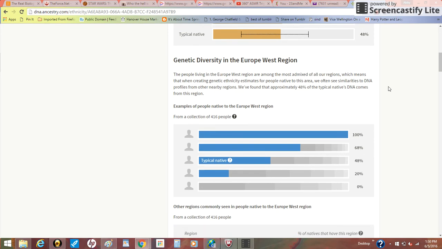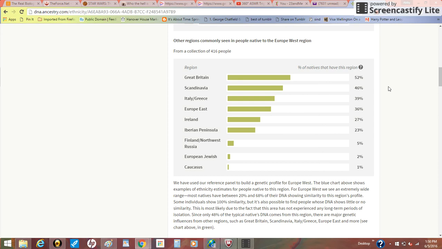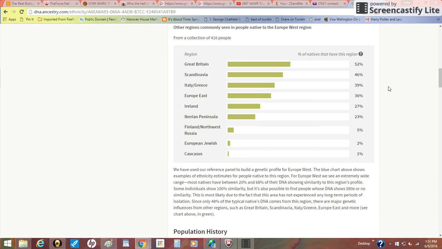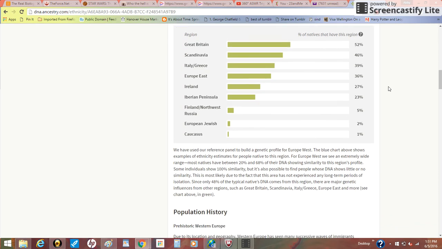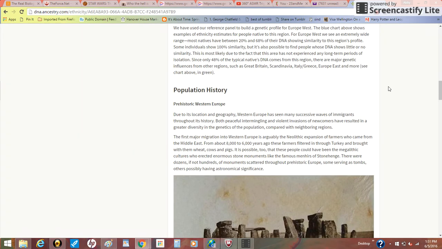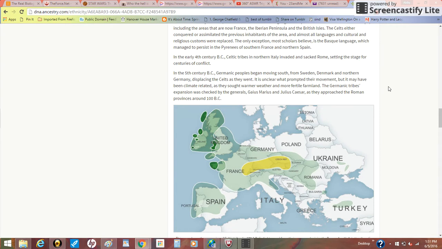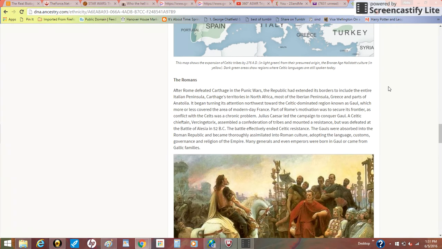There's genetic diversity. It's going to be really quick because I'm trying to do fifteen things at once here. You can also learn about other regions that have DNA in common with that place. So Great Britain has a lot in common. Then there's the population history, and the history of the places in general. I'm trying to look at a map here. Oh, here we go.